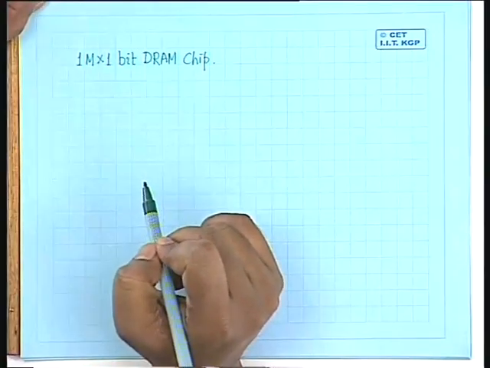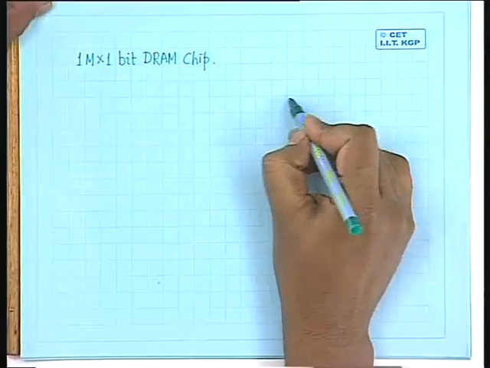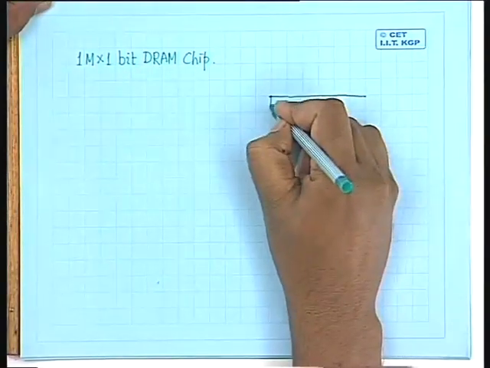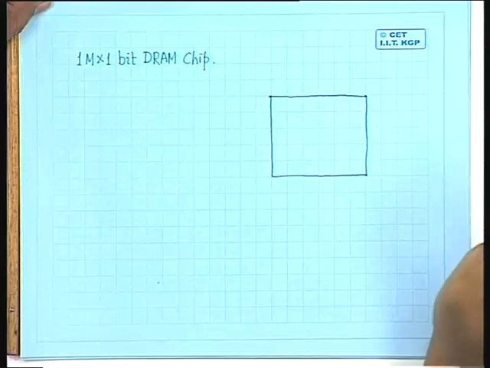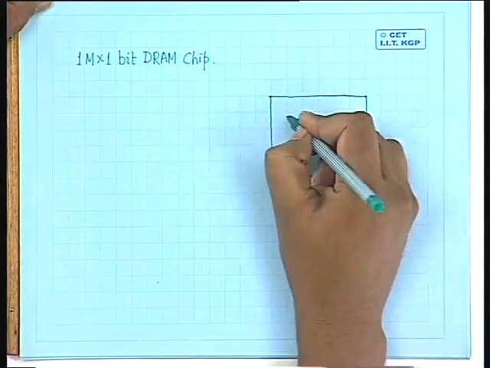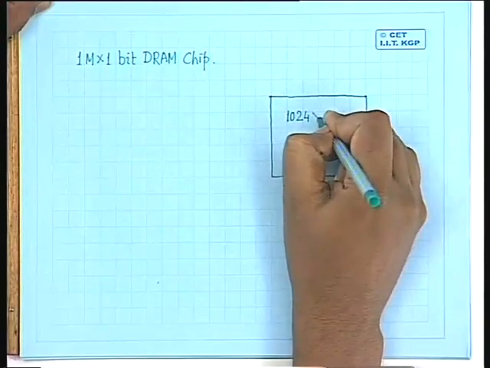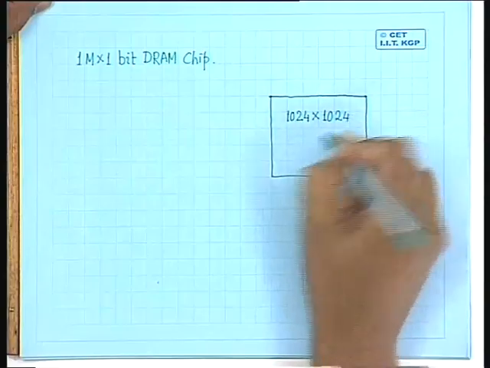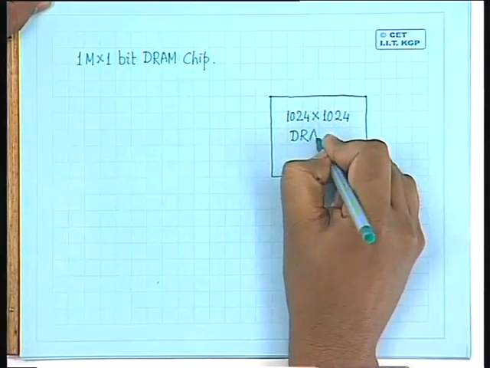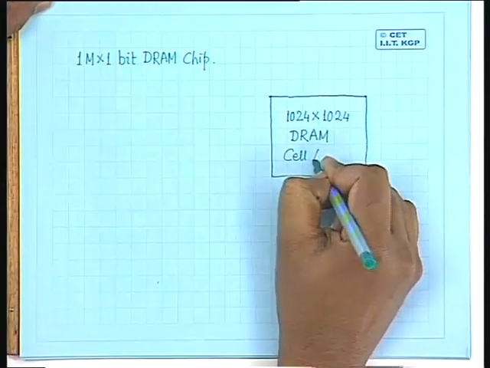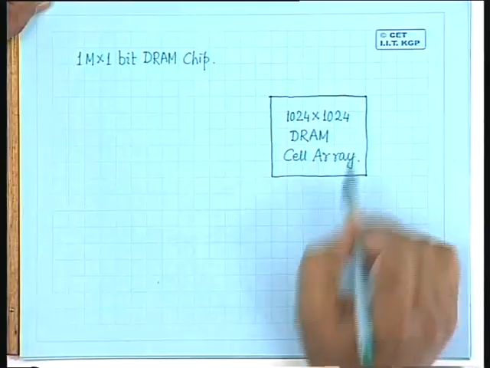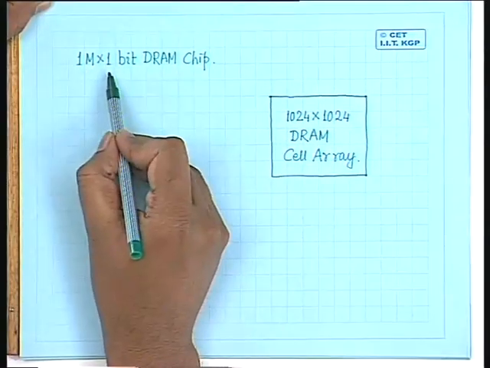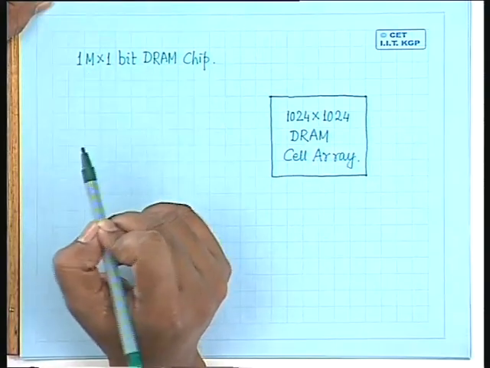Because it is 1M by 1 bit, the typical organization of the RAM cells can be two-dimensional. Let us assume that we have a two-dimensional organization of RAM cells with 1K rows, every row consisting of 1K cells. So we'll have a 1024 by 1024 DRAM cell array. Now, because it is 1M locations and every location consists of 1 bit, the number of address lines we have to have is 20 address lines.